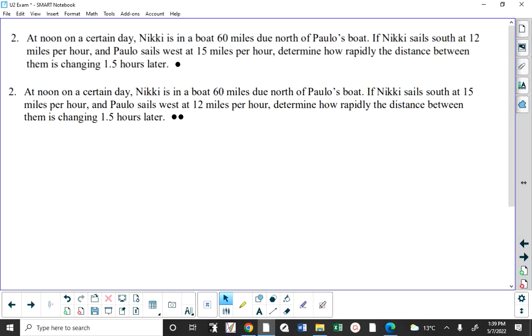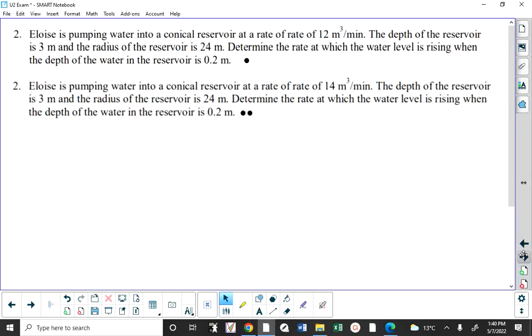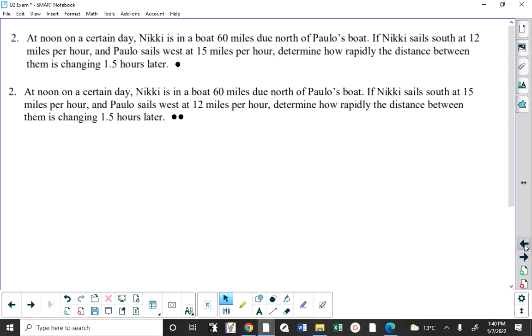These are going to be the solutions for written response question 2 and written response question 3 from your unit exam. What you're looking at on the screen right now is written response number 2, the sailing boats question, because in question 2 you can either do the sailing boats question or the question that had a conical reservoir of water. So this is number 2 for those people who chose the sailing boats question.